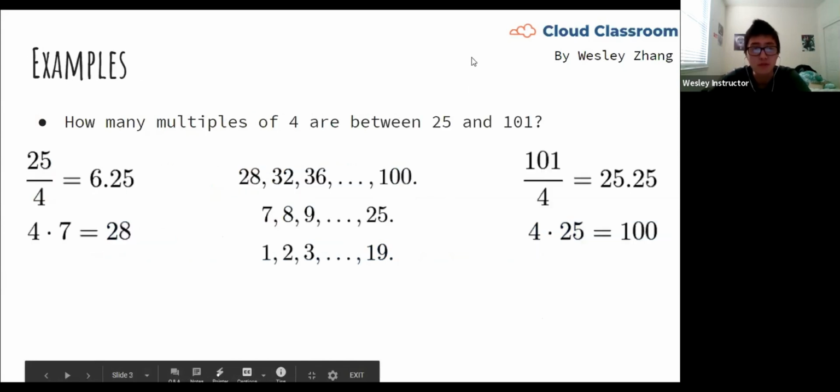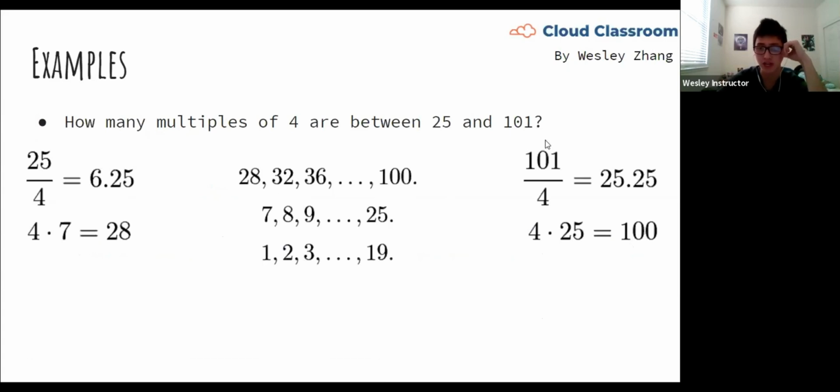Here are some other examples. How many multiples of 4 are between 25 and 101? So 25 divided by 4 is 6.25. So that's not a multiple of 4. And we have to find the smallest multiple of 4 in this list, which is 28. So that's our smallest number.